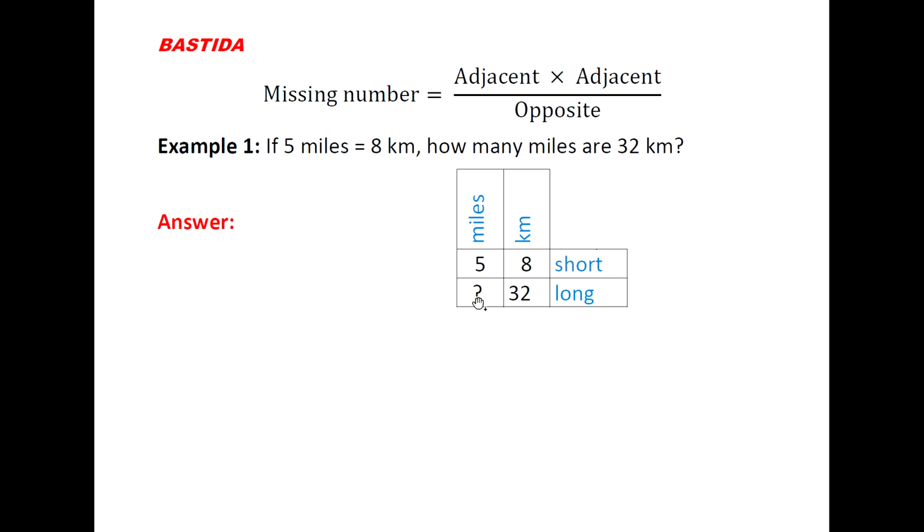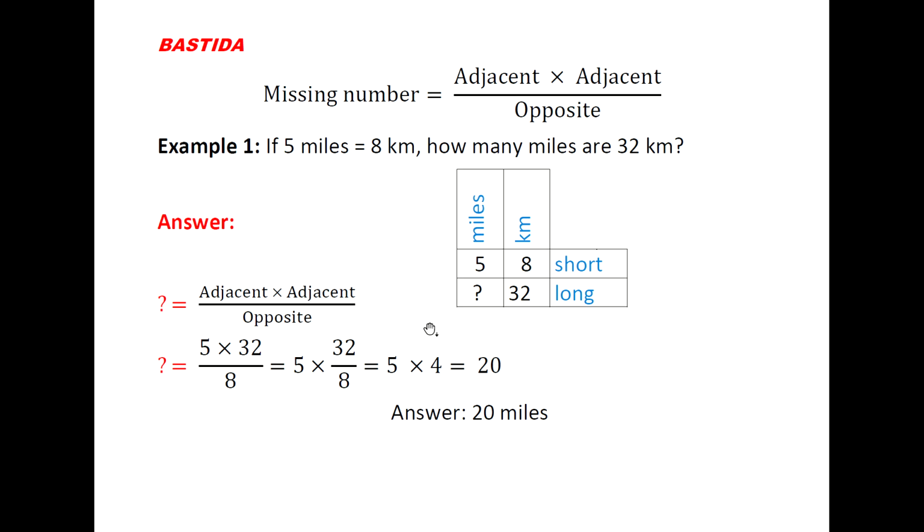So the answer is here. What is the opposite number? There is just one opposite number, this one, 8. And what are the two adjacent numbers? 5 and 32. So the answer is going to be adjacent times adjacent divided by opposite, which is 5 times 32 divided by 8. So we do a little bit of calculation, we get 20. And because 20 is in the column of the miles, the unit for 20 is miles. So the answer is 20 miles. And so we get here the answer.